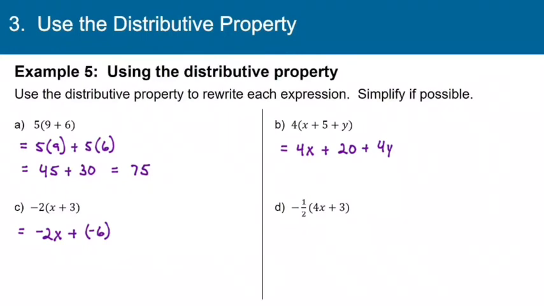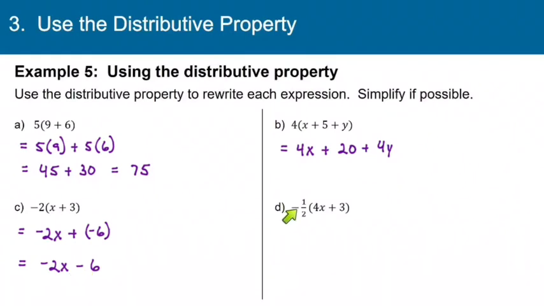Okay, now there's really no benefit to leaving this in this plus negative 6 form. Remember that plus a negative is the same as saying minus, and minus is easier to read. So let's just rewrite this so that it says negative 2x minus 6. And again, you know that minus 6 has the same value as saying plus negative 6. It's just that this is a little easier to read.